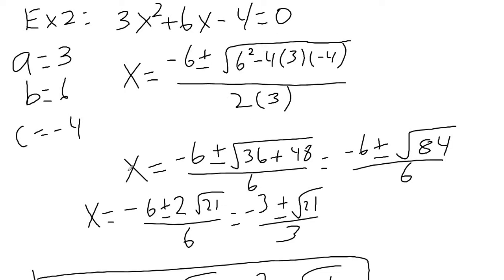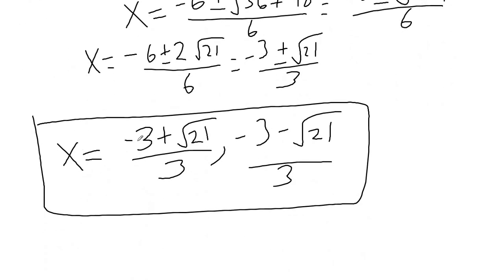And if you simplify all of that, you'll eventually get x equals negative 3 plus or minus the square root of 21 over 3. So your two solutions are x equals negative 3 plus the square root of 21 over 3, and x equals negative 3 minus the square root of 21 over 3.